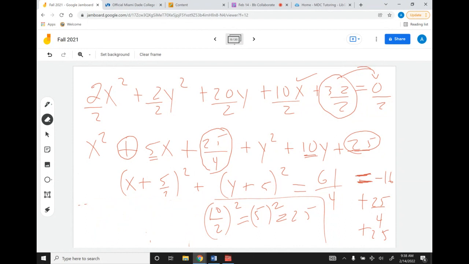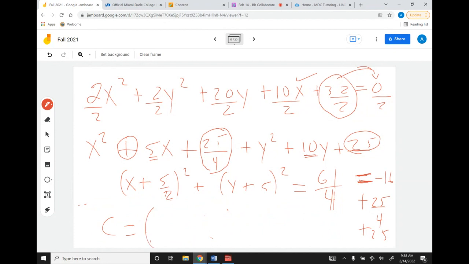Now, since you have done all of this, I can tell you what the center is and what the radius is. So the center is going to be, careful here, negative 5 over 2, comma, negative 5. That's my center. And the radius will be the square root of 61 divided by the square root of 4, but the square root of 4 is 2. So there you have your radius.